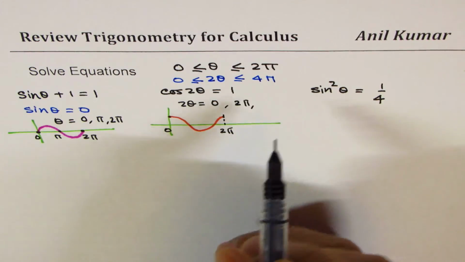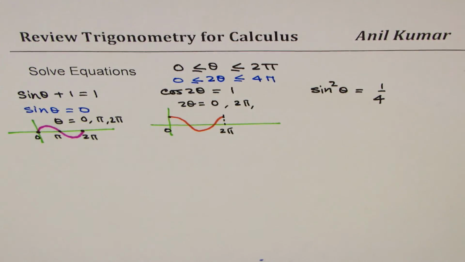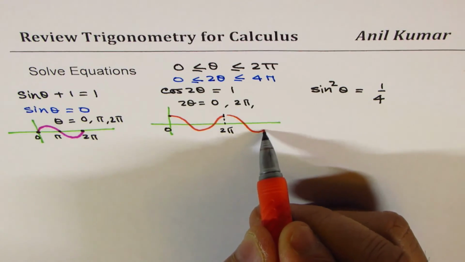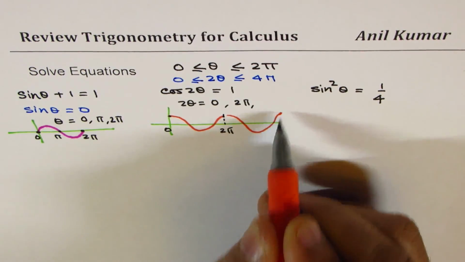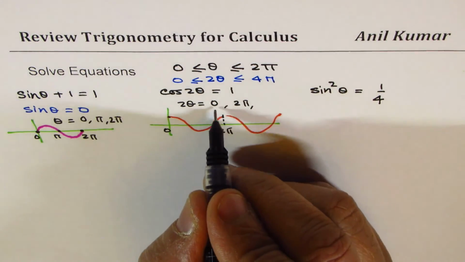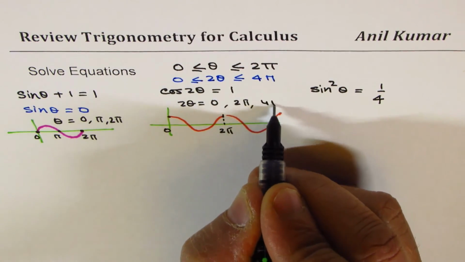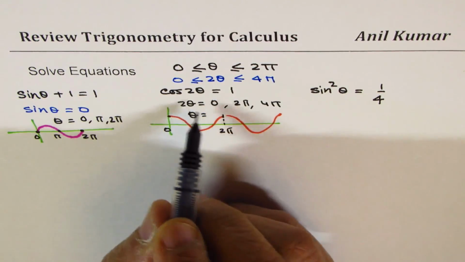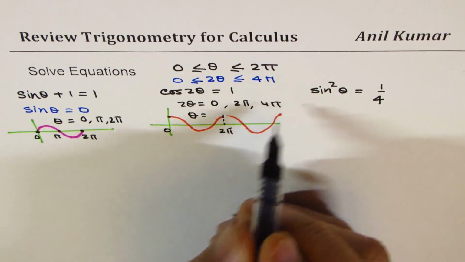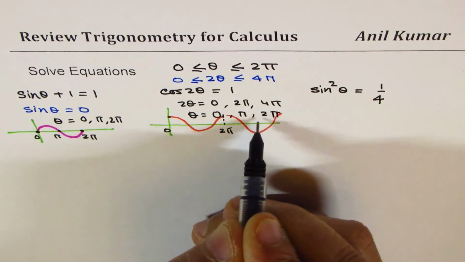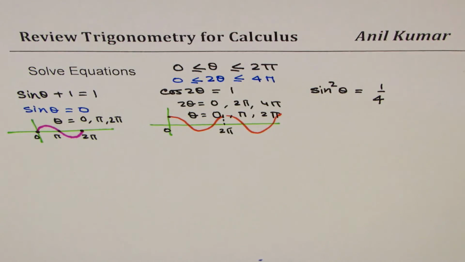Now, since we have to go forward till 4 pi, you need to understand that we have to take 2 waves, right? So it's kind of like this, again 1 at 4 pi. So 2 theta equals 0, 2 pi, and 4 pi are our solutions. So theta in radians will become, you divide them by 2, as 0, pi, and 2 pi. Do you see that? So that becomes the solution for the second equation.